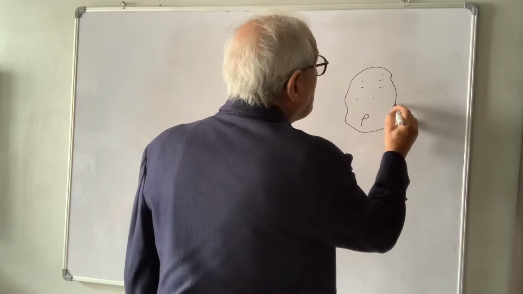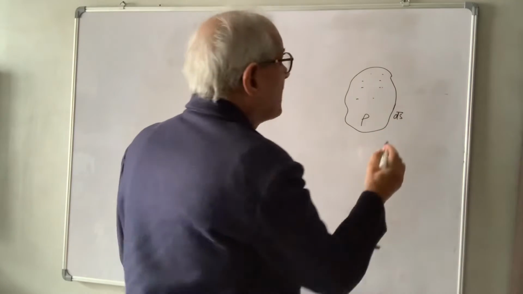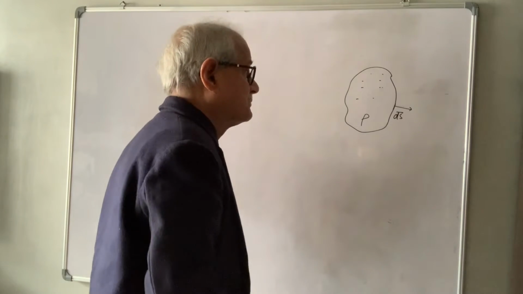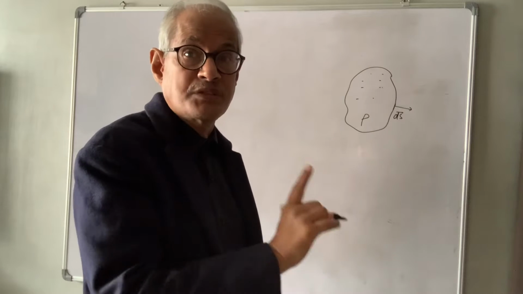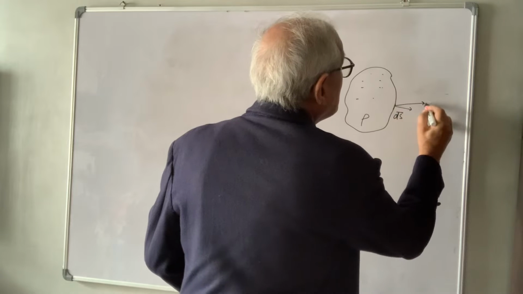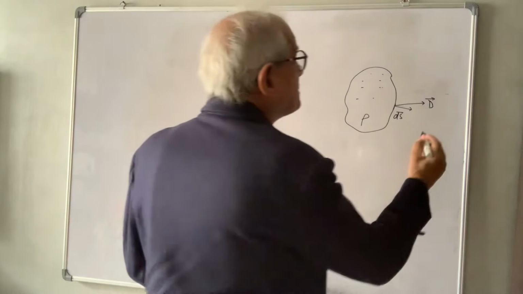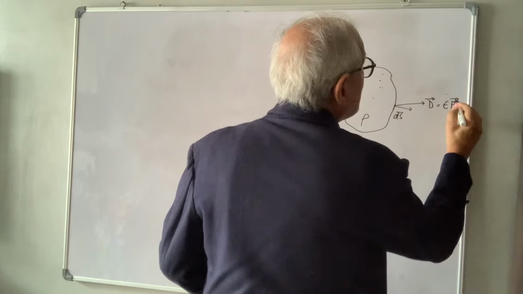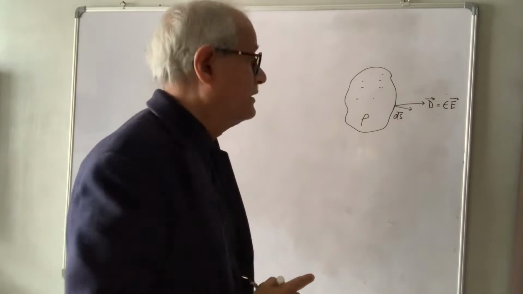We consider a small surface element ds. It is a vector quantity and the vector is directed towards the normal to the surface element. Because of the charges inside, there will be electric field outside. Let the electric induction D be in this direction, and this D is equal to epsilon E, where epsilon is the permittivity and E is the electric field.